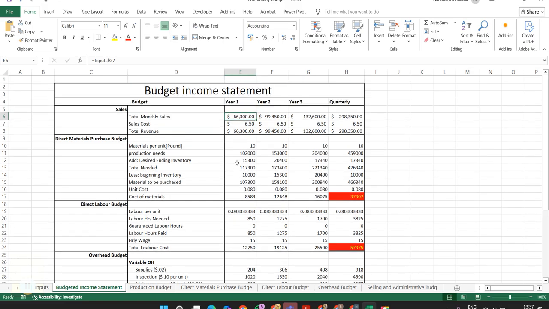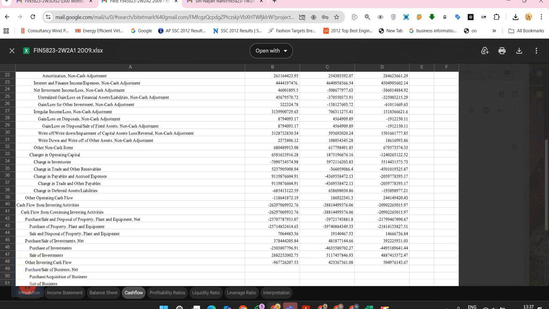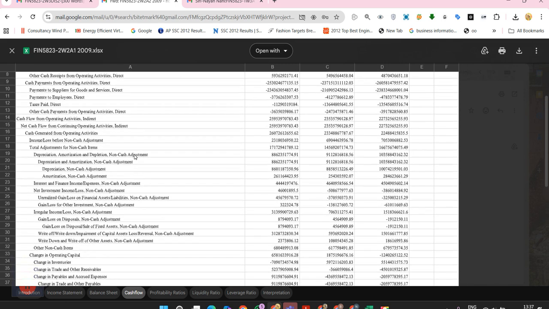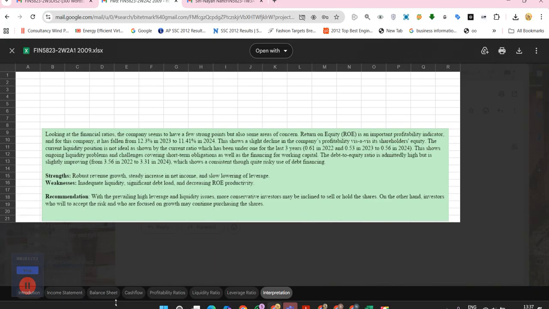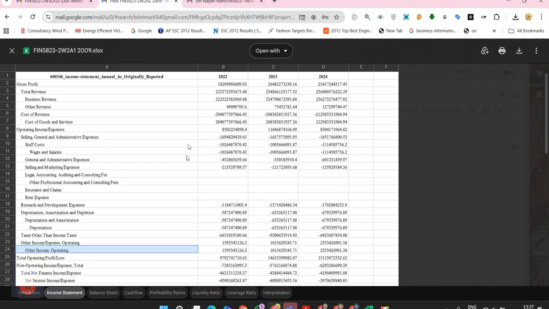Mostly we will be using our own income statement and balance sheet for the purpose of performing analysis. Let's make it simple. I have one analysis, last week's analysis, which consists of the income statement, balance sheet, and cash flows. Last week you created profitability, liquidity, and leverage ratios, and you also interpreted all the values. Now the same values should be used to create your budgeted income statement.